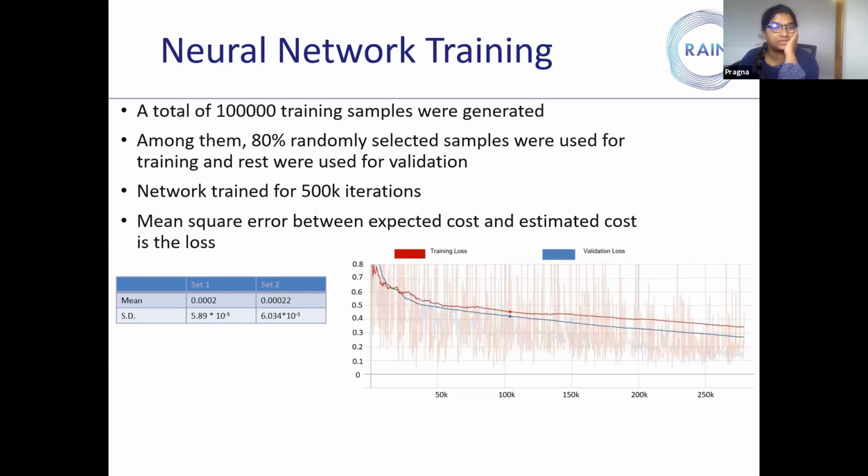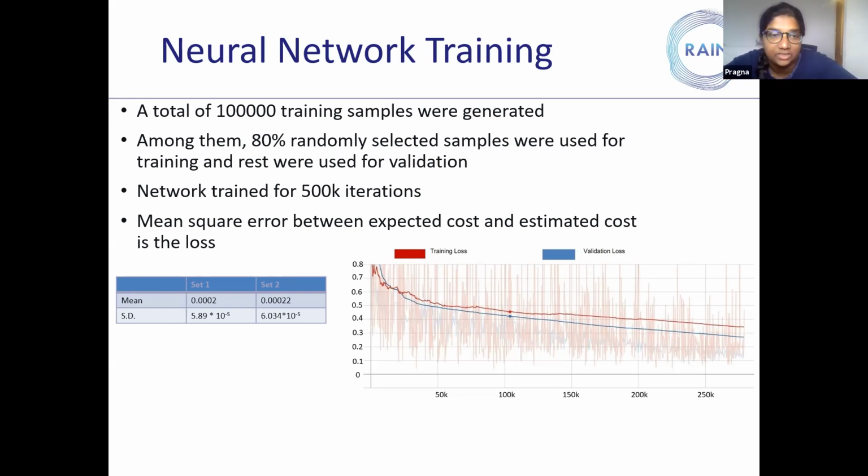So this is the result of the training. We had 1 lakh training samples. Among them, 80% were randomly selected for training and the rest are selected for validation. And we have trained it for 500,000 iterations. So here it shows the training loss and the validation loss, and the mean and the standard deviation of 2 different validation sets.